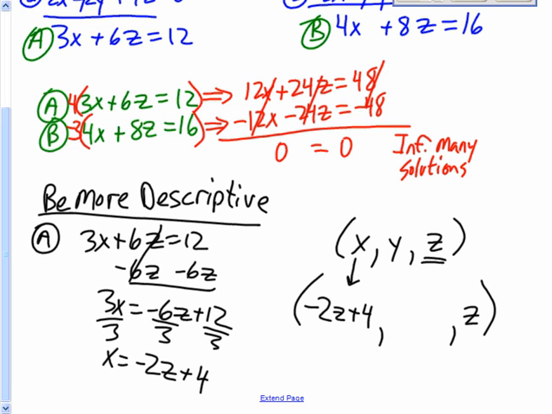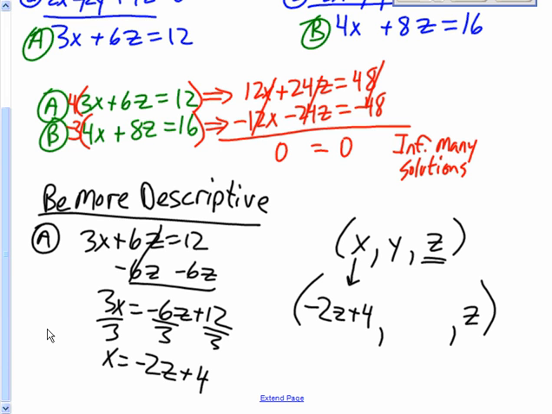In other words, how I'm being more descriptive here is, let's say we picked our z was a 1. Then we know our x value is negative 2 times 1 plus 4, in other words, 2. So given a z, I now know my x value, and I could figure out my y value too. I just have to describe the y now in terms of z.